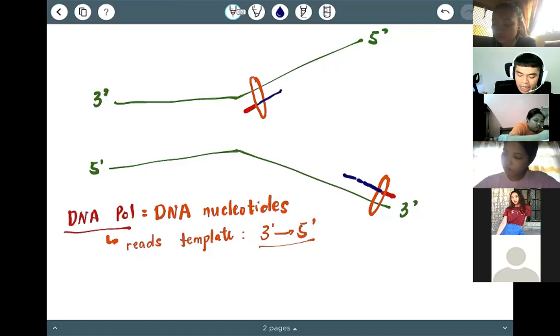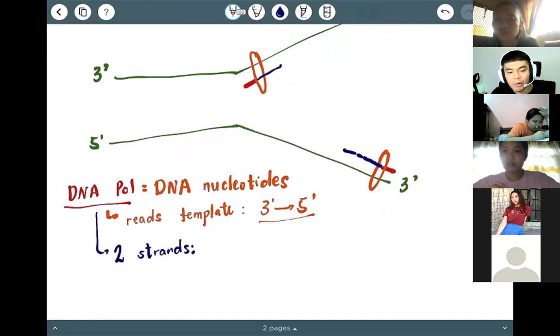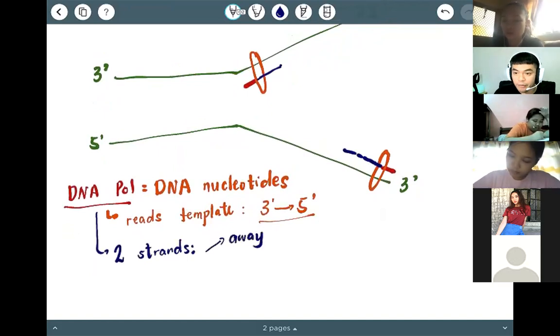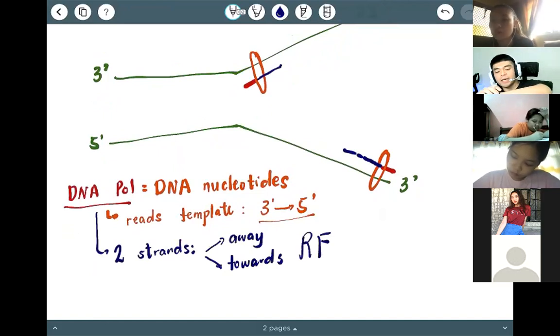Kaya ang product ng DNA polymerase, dalawang klaseng strands. Okay? Ano yung dalawang klaseng strands na magagawa ng DNA polymerase? Isang away from the fork, isang towards the fork. Isang away from the replication fork, at yung isa naman papuntang replication fork.